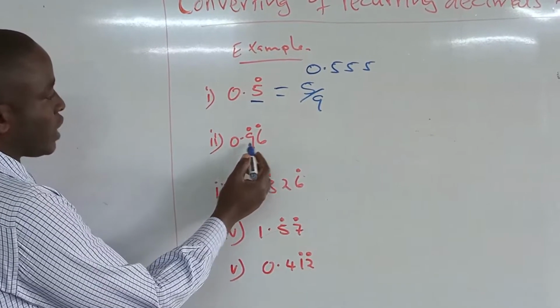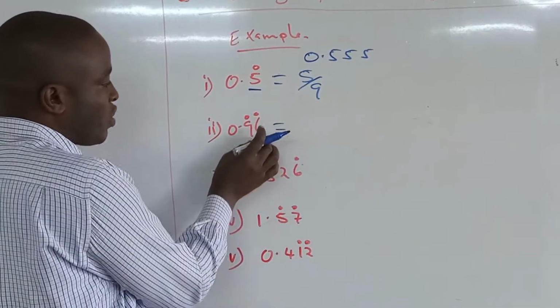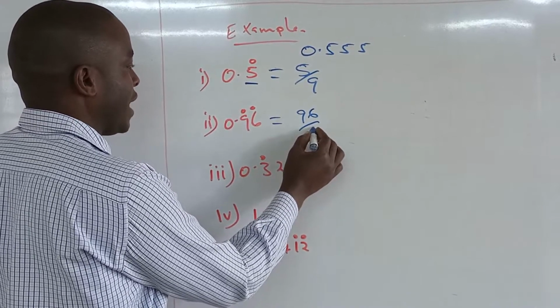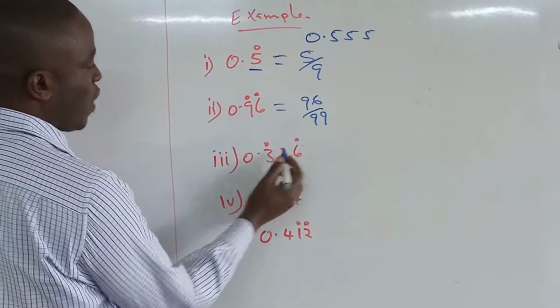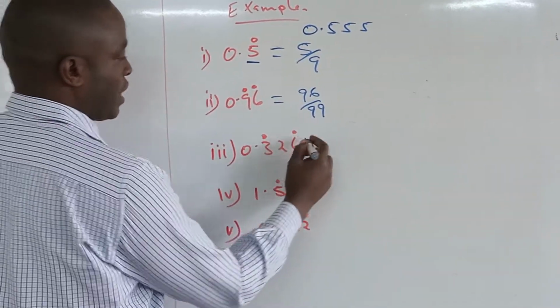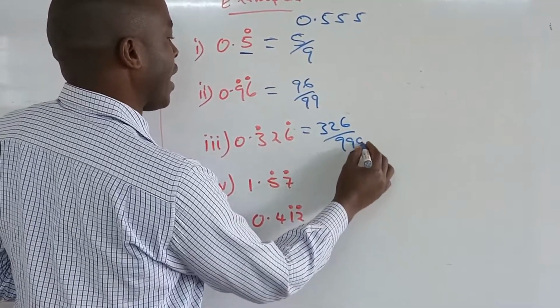If you want to talk about 0.96 recurring, it is 9 and 6 that is recurring. So because there are 2, it is 96 all over 99. If we have this one, it is 0.326 recurring. That is 1,000, so we have 3 of them that is recurring. So the answer is 326 all over 999.